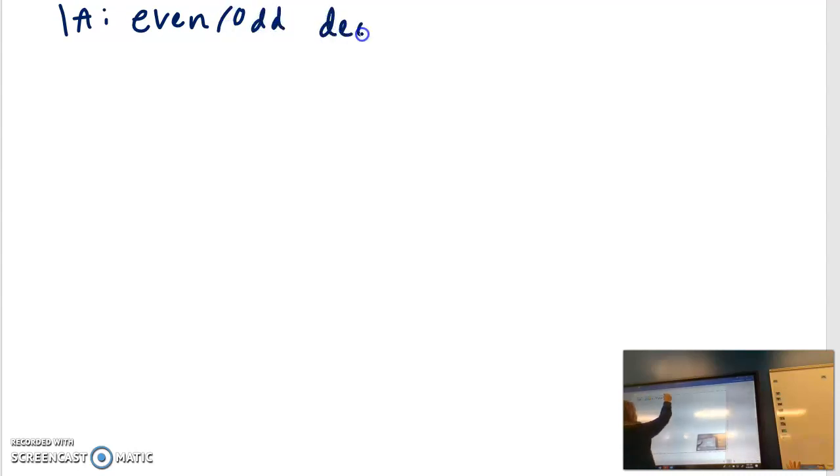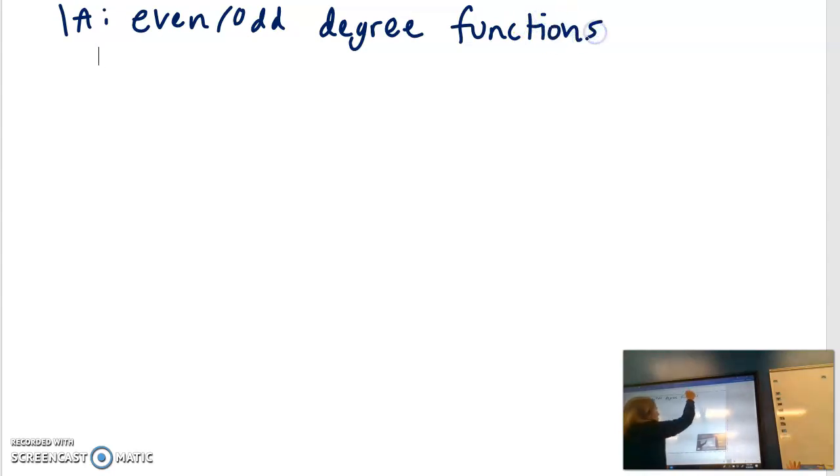All right, hi all. So today we're going to talk about the difference between a couple of functions. We're on 1A, and our topic here is going to be about even and odd degree functions. Okay, and so what makes something even, what makes something odd? So an even number is 2, 4, 6, 8, dot, dot, dot. Odds are 1, 3, 5, 7, 9, dot, dot, dot, okay?